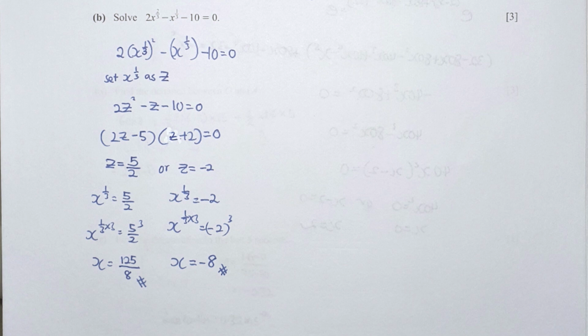So you should be getting x to the power of 1 over 3 equals 5 over 2. In order to make it back into x to the power of 1, I cubed both sides. So 5 over 2 being cubed, you'll be getting 125 over 8. As for the other one, x to the power of 1 over 3 equals negative 2. After cubing it, you'll be getting negative 8 as the final result.